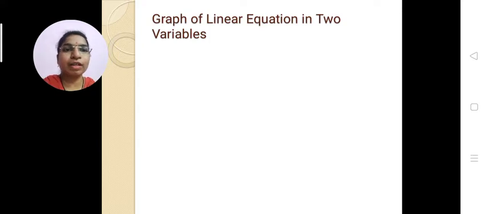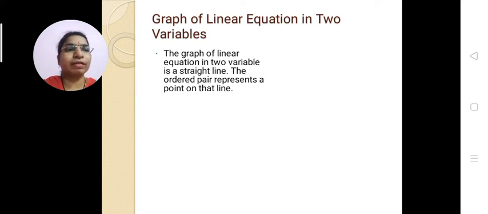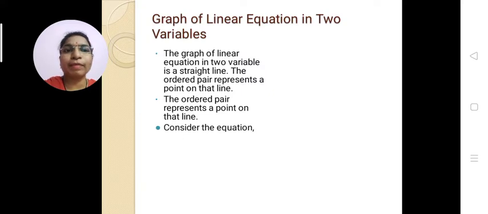So now in this session I am going to explain you about the graph of linear equation in two variables. In the introduction I already explained that when you plot the graph of a linear equation, you will get a straight line. This PPT also shows the same: the graph of a linear equation in two variables is a straight line. The ordered pair represents a point on that line.